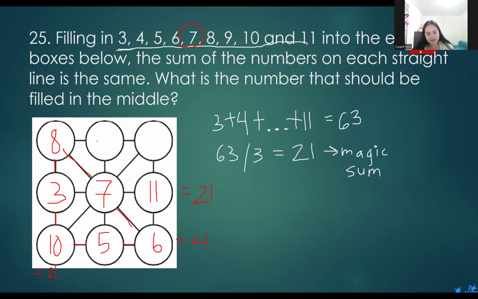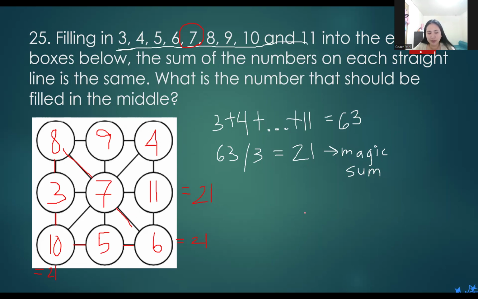How about above 7? 9. Very good. And that would still be equal to 21. And then what's the missing number? 4. So if you check, everything is equal to 21, right? So that's how you do it.